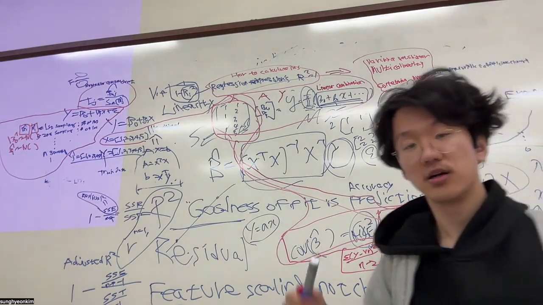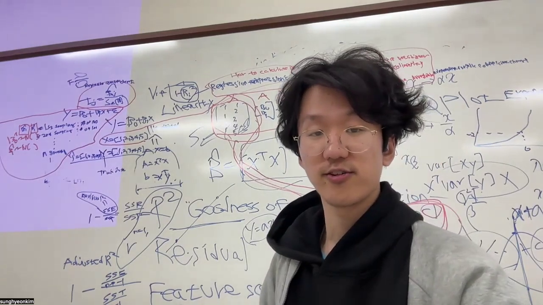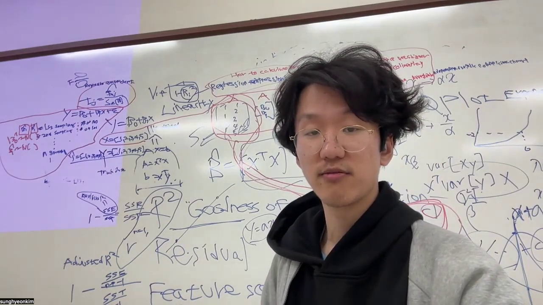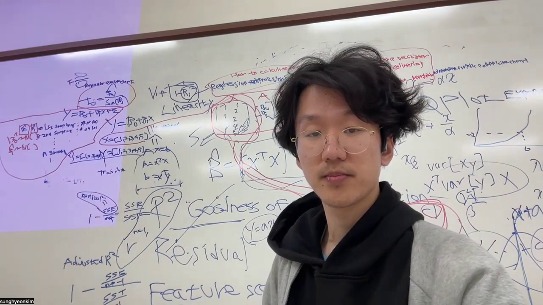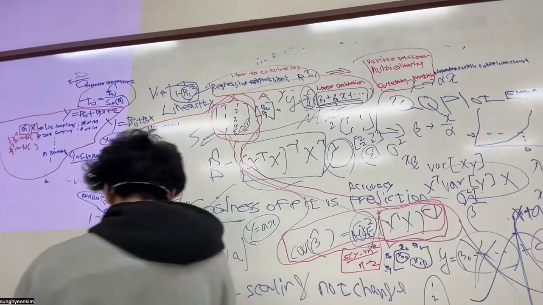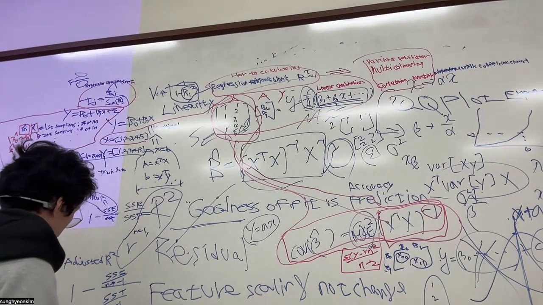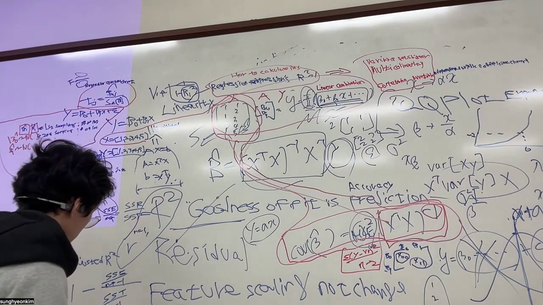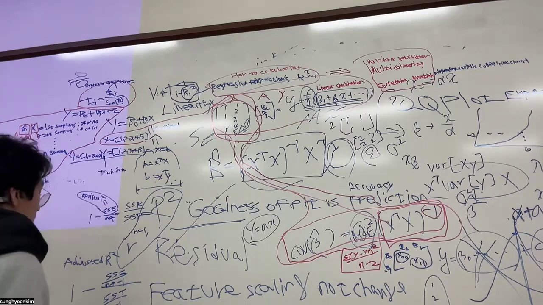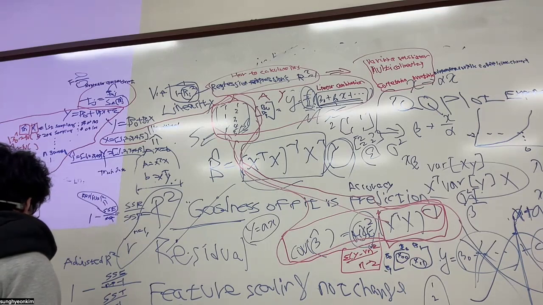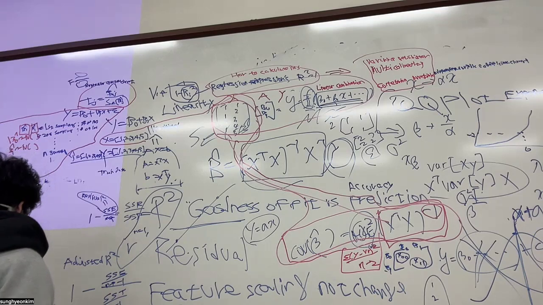So let's think about what happens if you have a lot of input variables, how it will affect it. You can check whether R2 gets higher or gets smaller.